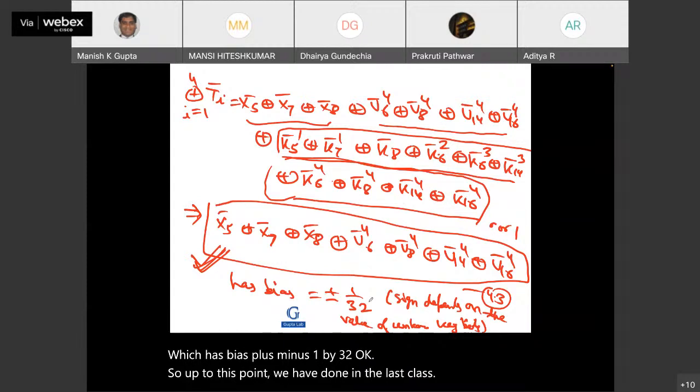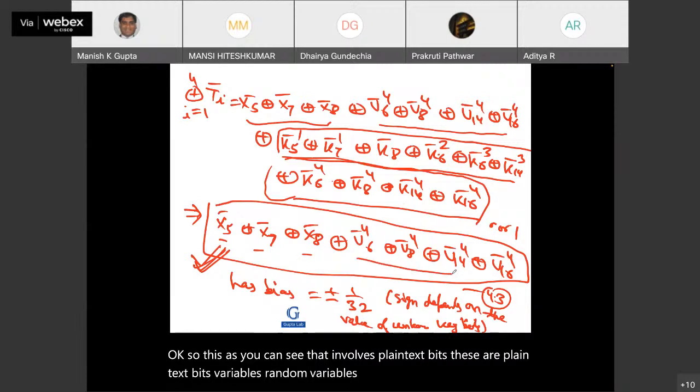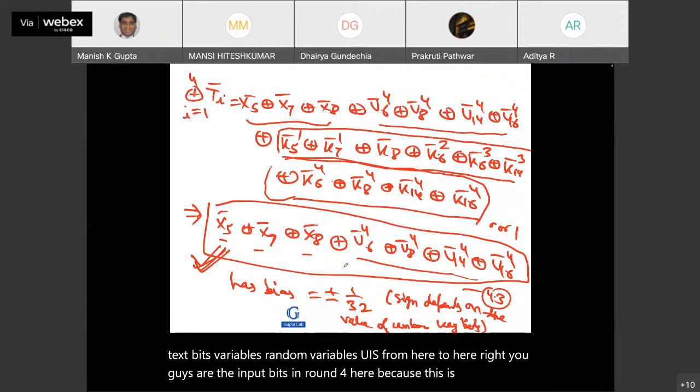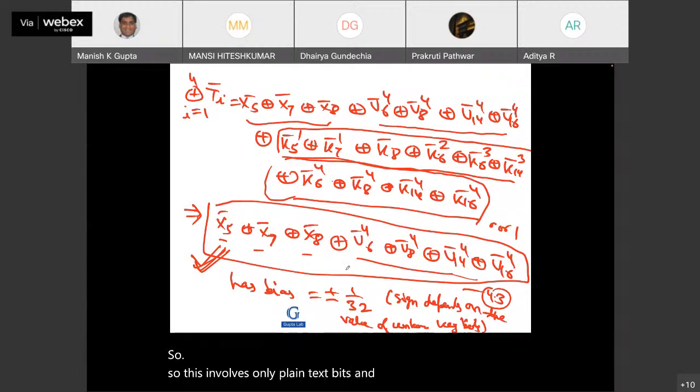Now I'm going to show you how we can actually use this fact. As you can see, this involves plaintext bits. These are plaintext bits, random variables, and the Us from here to here are the input bits in round four, because this is round four. So this involves only plaintext bits and bits of U4.